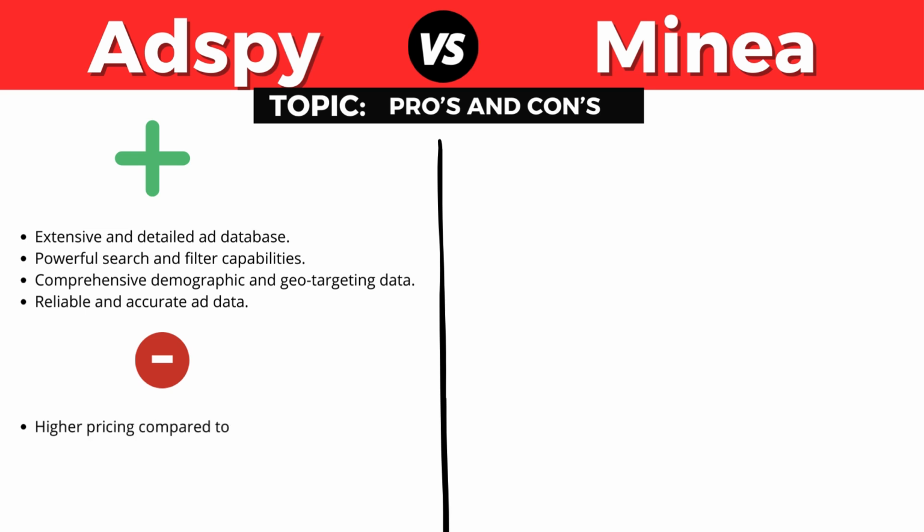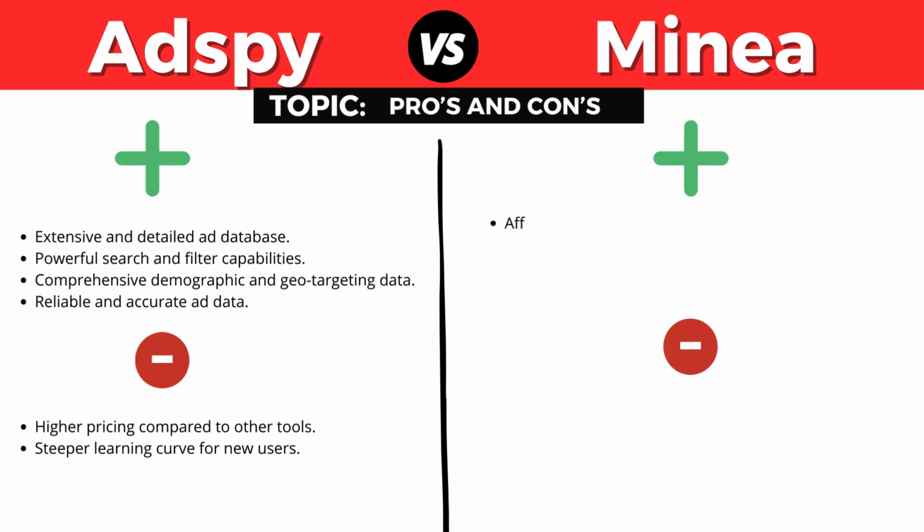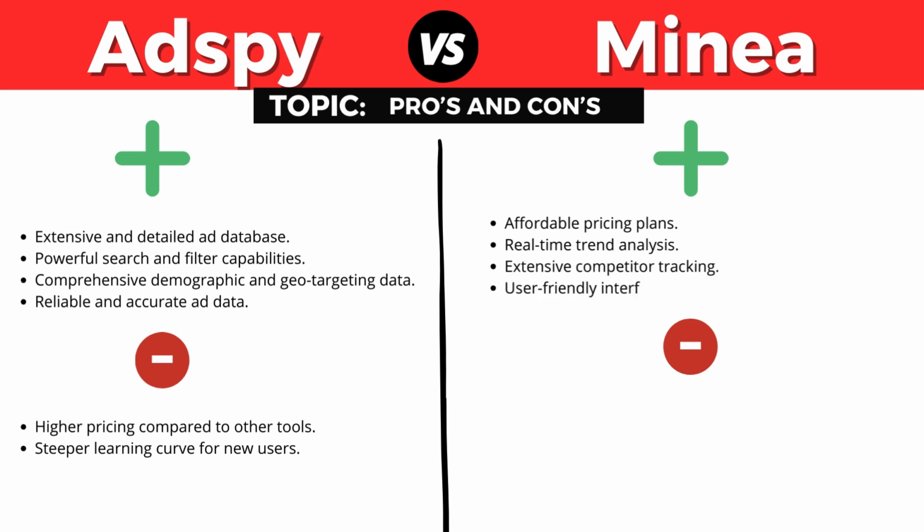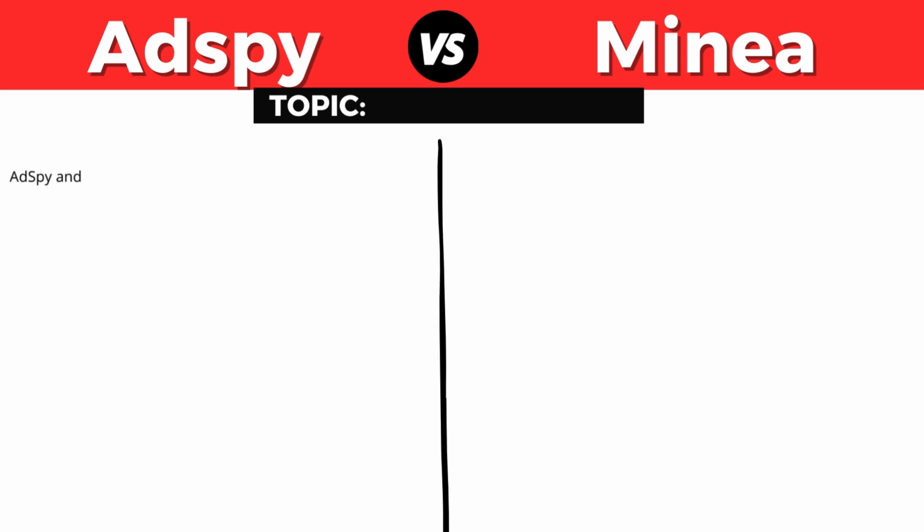Higher pricing compared to other tools, a steeper learning curve for new users, and then Minea. The pros of Minea are more affordable pricing plans, real-time trend analysis, extensive competitor tracking, and user-friendly interface. Then we have some cons of Minea: limited features in the free plan and a smaller ad database compared to Adspy. So that's something to consider. Are you gonna pay a smaller price for a smaller database? So the choice is yours.